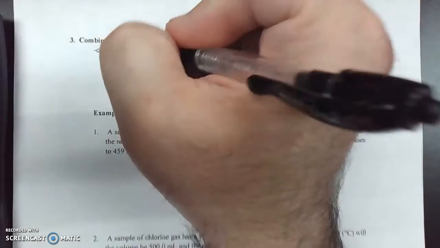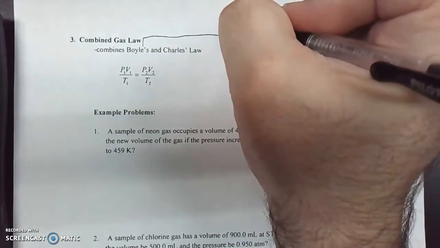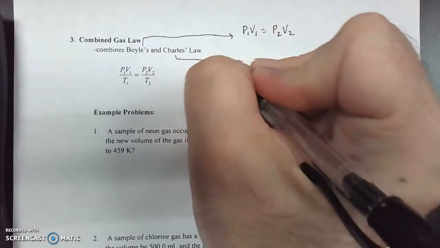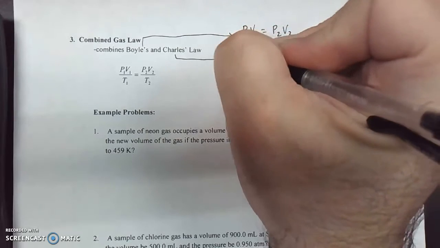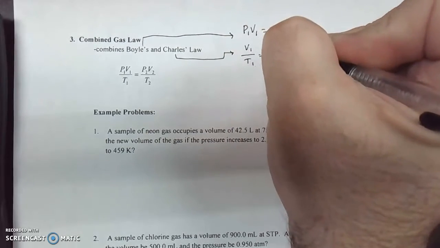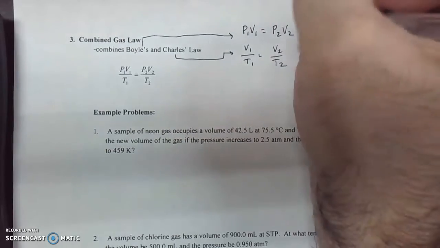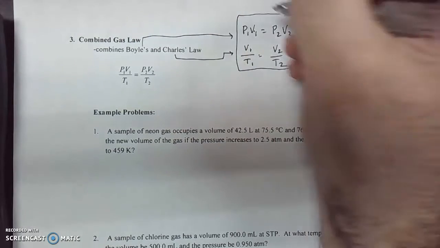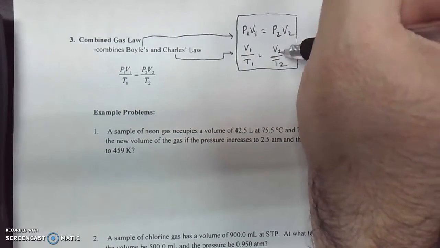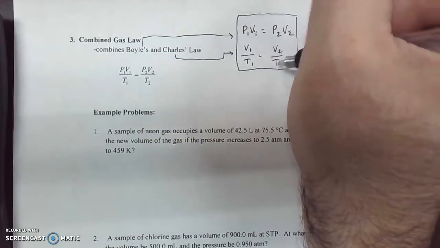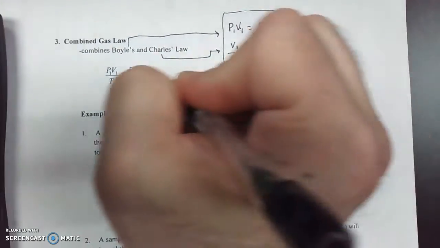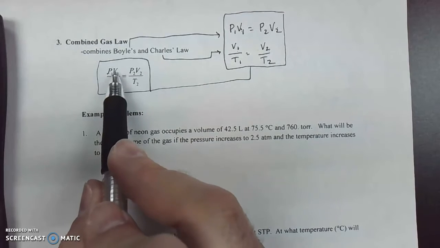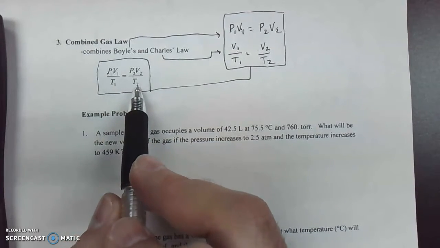So if you recall, Boyle's law was P1 times V1 is equal to P2 times V2. Charles' law was V1 over T1 is equal to V2 over T2. So in these, we combine these two, and you'll notice that the V's are both in the numerator, the P's are both in the numerator, and the T's are in the denominator, and that gives us this gas law: P1 times V1 over T1 equals P2 times V2 over T2.